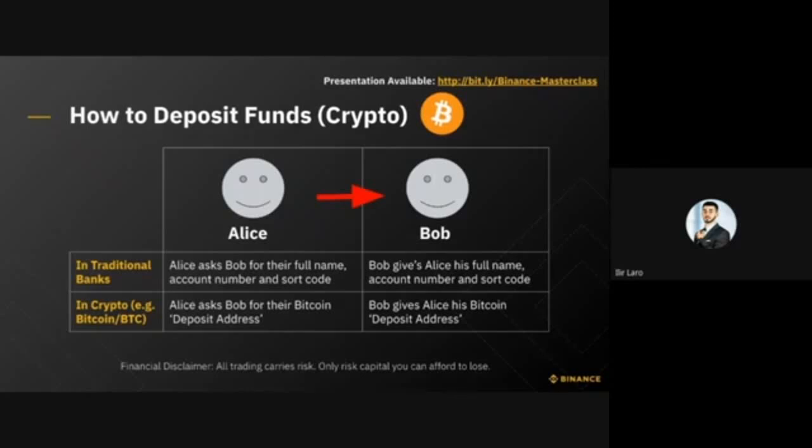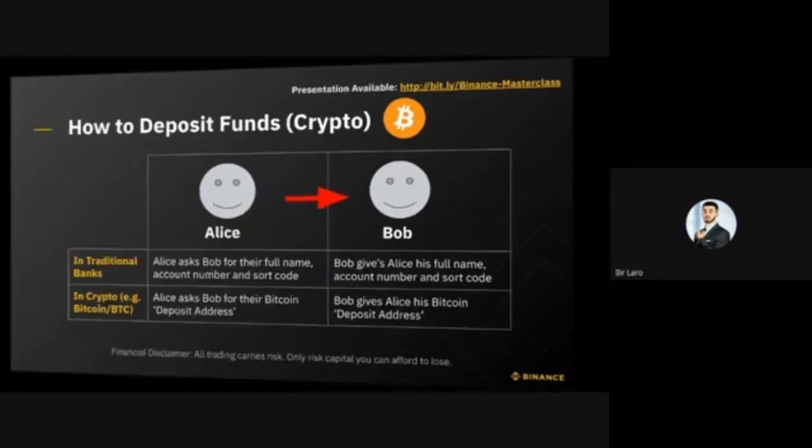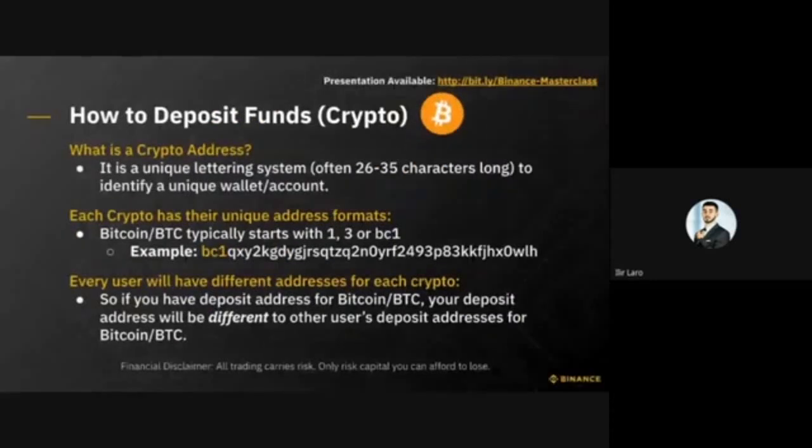Now, in crypto, we don't ask for a full name, account number, or sort code. We ask for something called a deposit address. In this scenario, Alice will ask Bob for his Bitcoin deposit address, and Bob will then give Alice a Bitcoin deposit address. I hope that illustrates what information is required.